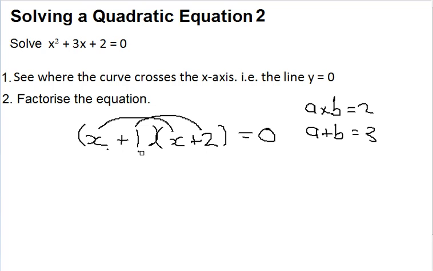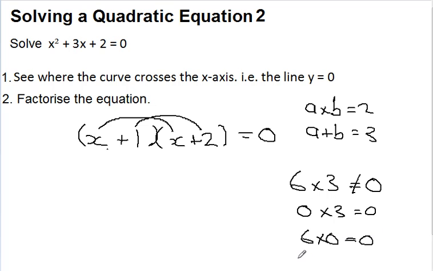This looks a bit messy. Okay. So we've factorized it, and if you look at this equation, x plus 1 times x plus 2 equals 0. And if that's the case, then it means that either this is 0, or this has to be 0, or they both have to be 0. I mean, if I give you an example, let's say if we did 6 times 3, well, that couldn't possibly be 0, because neither of them are 0. However, 0 times 3 is 0, or 6 times 0 is 0, or in fact 0 times 0 is 0. So one of these things, or both of them, have to equal 0.